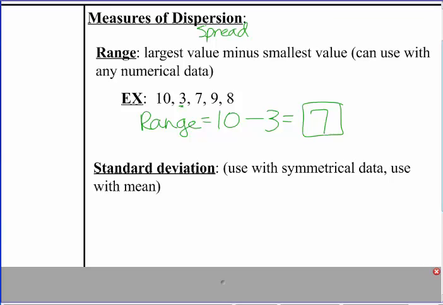Next is the standard deviation. So we use standard deviation when we have symmetrical data. That's the same time we use the mean. So if you're using the mean, you would use the standard deviation. They go together. Our standard deviation calculation, we use sigma. So that's a Greek letter, sigma.